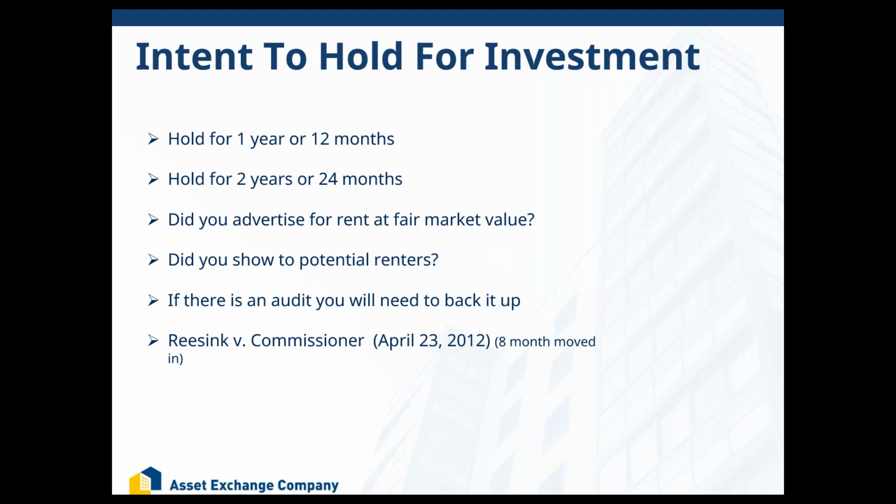In that particular court case, it was ruled that their intent for that investment property was to hold it as an investment. But the circumstances changed, and they were forced to do something. So again, it's not so much about how long you own the property, it's more so about your intent. And I'll say it again, if you get audited, you're going to have to be able to back it up. So everybody remember that: investment intent.